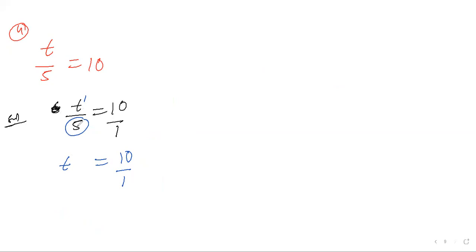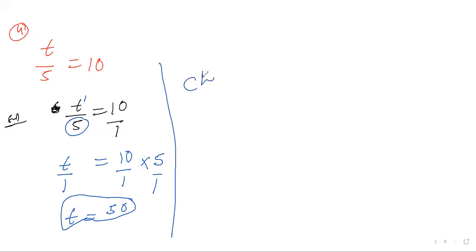By 5, what is it doing with the variable? It is dividing. So t by 1 should be left, and 5 should go to the right side. It should be multiplication. It is nothing but one as the denominator. So the value of t is equal to 10 fives. The answer is 50. Clear?